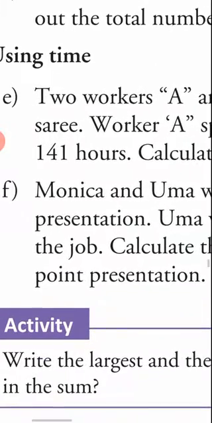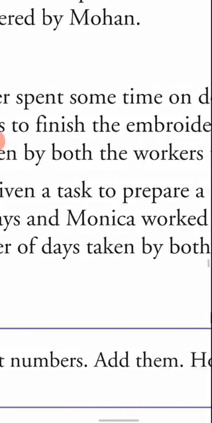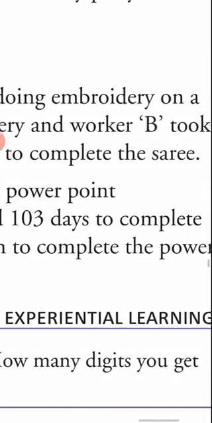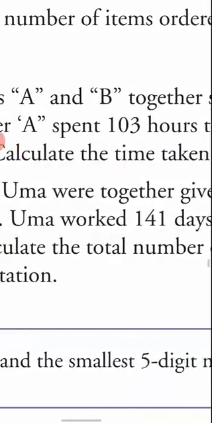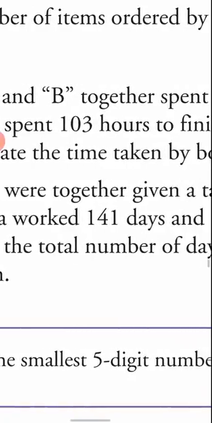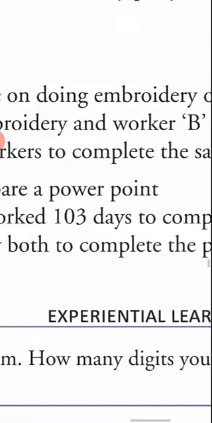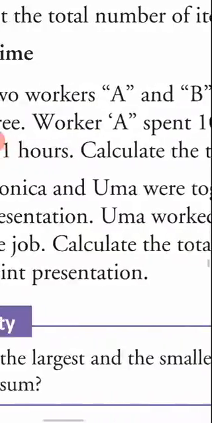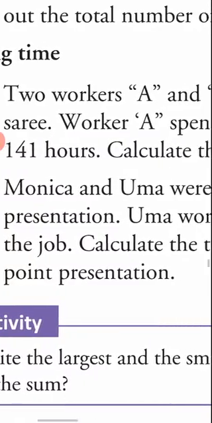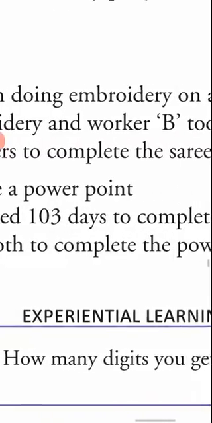Now we will learn how to make a word problem using time. So let us start. Two workers A and B together spent some time on doing embroidery on a sari. Worker A spent 103 hours to finish the embroidery and worker B took 141 hours. Calculate the time taken by both the workers to complete the sari.